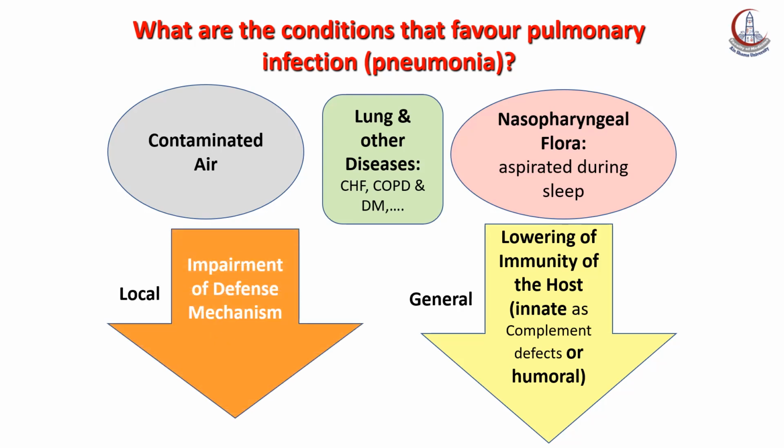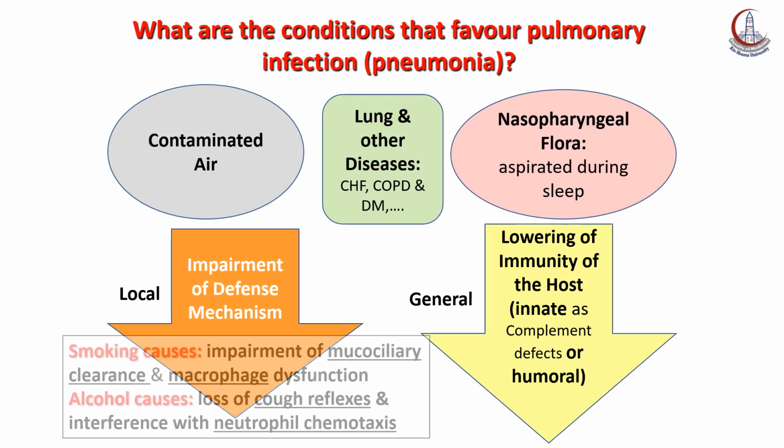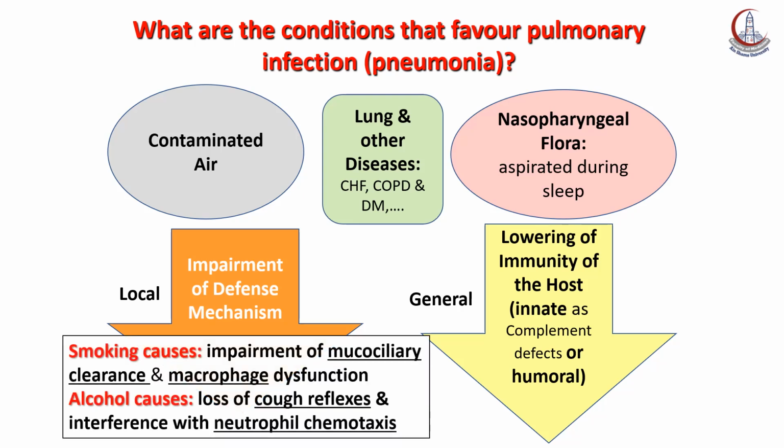Local causes like impairment of defense mechanism. Smoking causing impairment of the mucociliary clearance and macrophage dysfunction. Alcohol consumption causes loss of the cough reflex and interferes with neutrophilic chemotaxis.